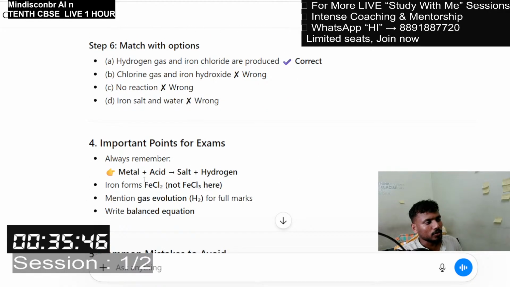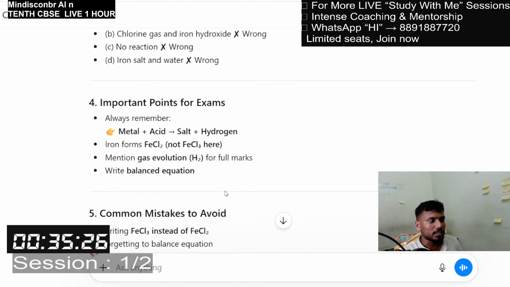Important points for this exam: metals combine with acid to form salt and hydrogen. Iron forms FeCl2. Here FeCl3 is not formed, rather FeCl2 is formed. That is very important to note. Mention gas evolution, hydrogen, for full marks.